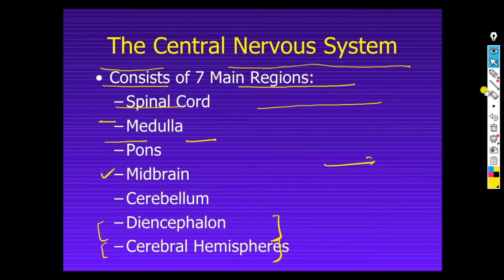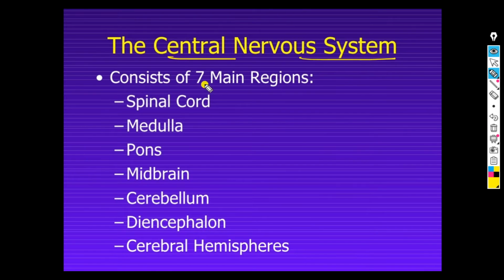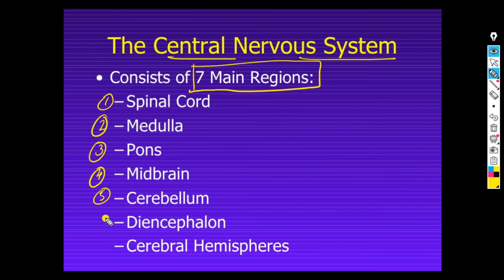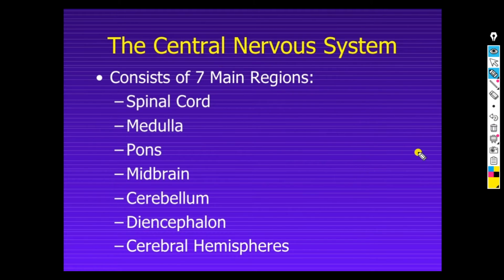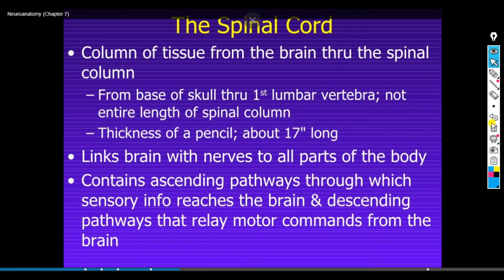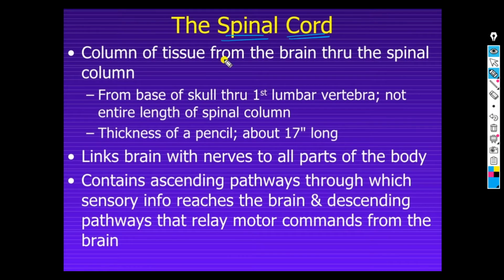The central nervous system consists of seven main regions, from bottom to top: spinal cord, medulla, pons, midbrain, cerebellum, diencephalon, and cerebral hemispheres. The spinal cord is a column of tissue from the brain through the spinal column, from the base of the skull through the first lumbar vertebra, not the entire length of the spinal column. It is the thickness of a pencil, about 70 mm long, and links the brain with nerves to all parts of the body. It contains ascending pathways through which sensory information reaches the brain and descending pathways that relay motor commands from the brain.